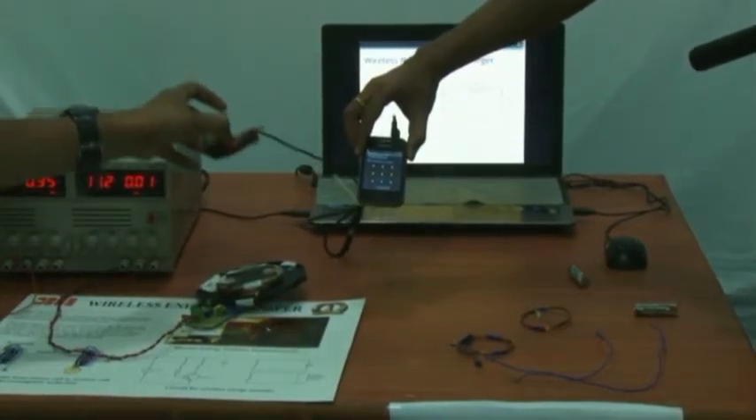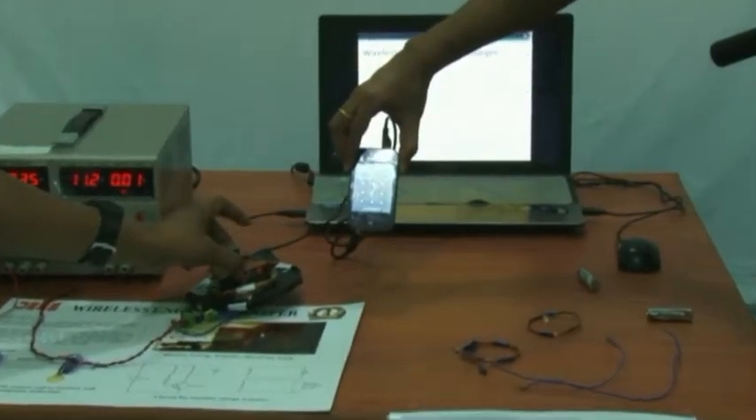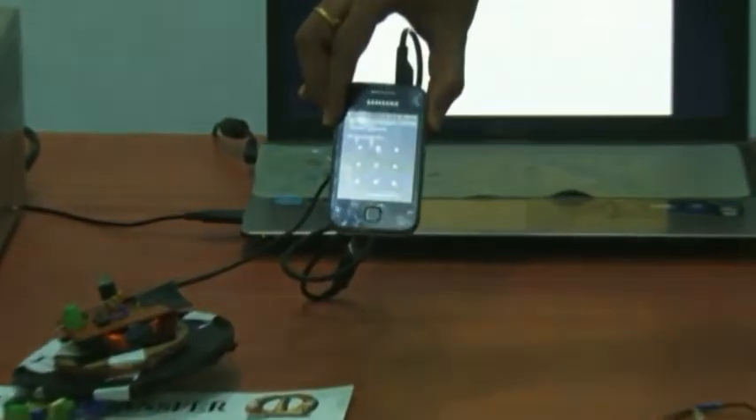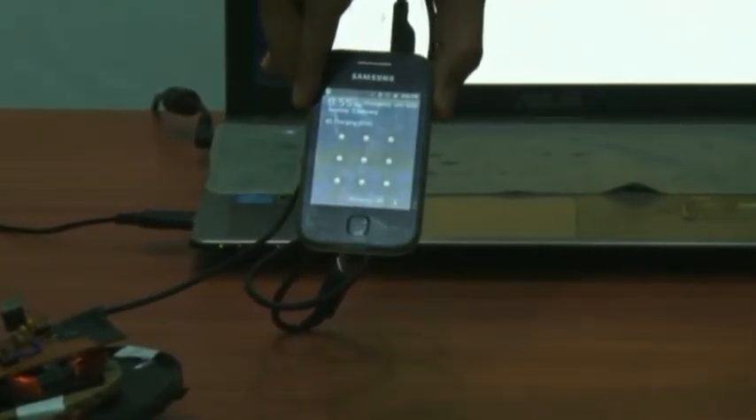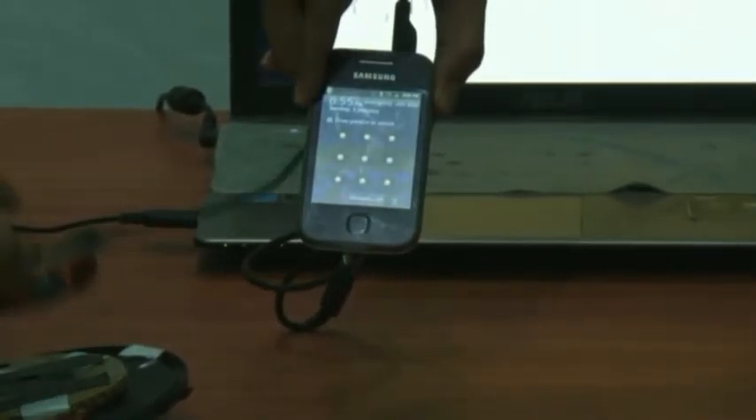If I remove it, there is no charging happening, and we can see that charging of the mobile happens only if we have the rectifier in place. Otherwise, it is not charging.